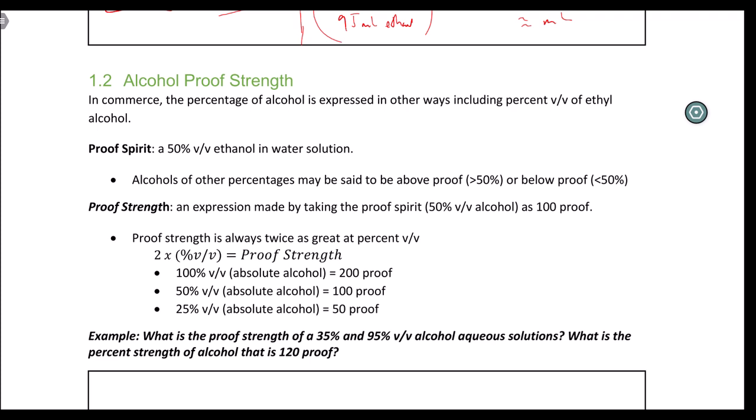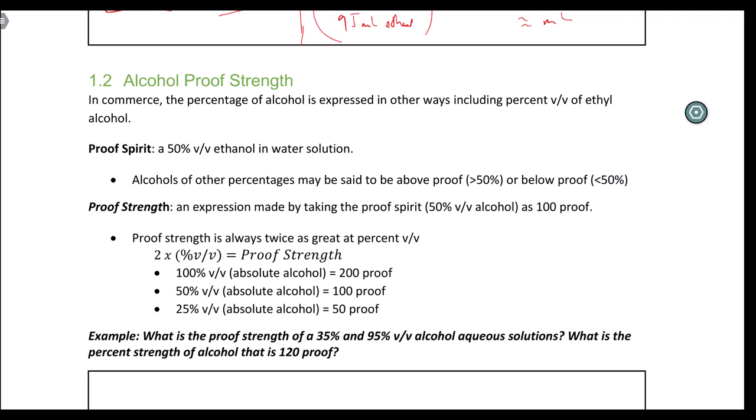And it's an expression that's made by taking that proof spirit as being 100% proof. So we call that proof. So 100% proof would be 50% ethanol and water. So if you're going to take a shot of something and it says on the label that it's 50 proof, that means that 50% of that liquid that you're drinking is ethanol. The rest of it is a mixture of water and other things.